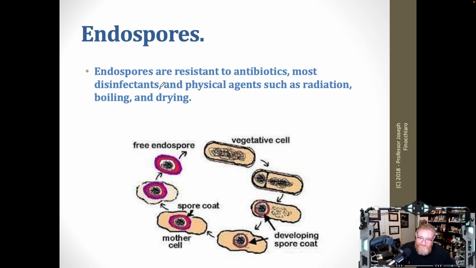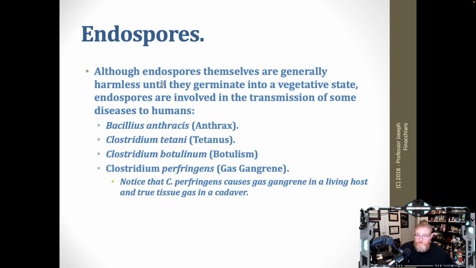Endospores are resistant to antibiotics, most disinfectants, and physical agents such as radiation, boiling, and drying. Although endospores themselves are generally harmless until they germinate into a vegetative state, endospores are involved in the transmission of some pretty nasty diseases. Anthrax, tetanus, botulism, gas gangrene. Okay, so Bacillus anthracis, Clostridium tetani, Clostridium botulinum, Clostridium perfringens.